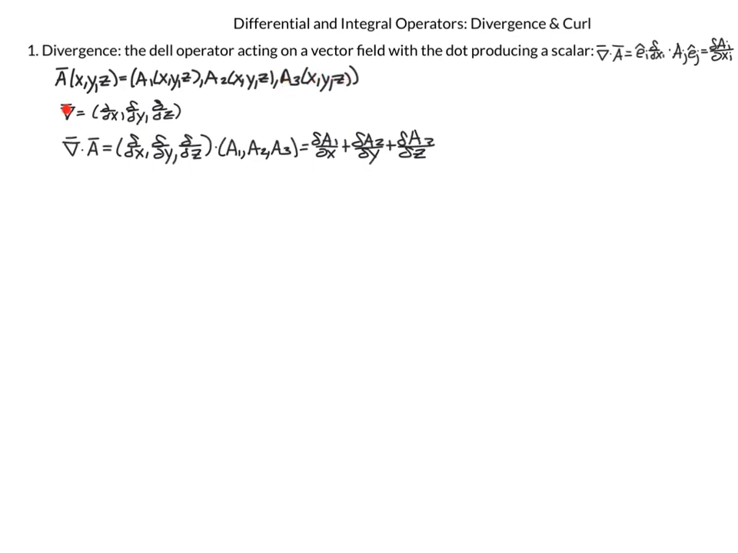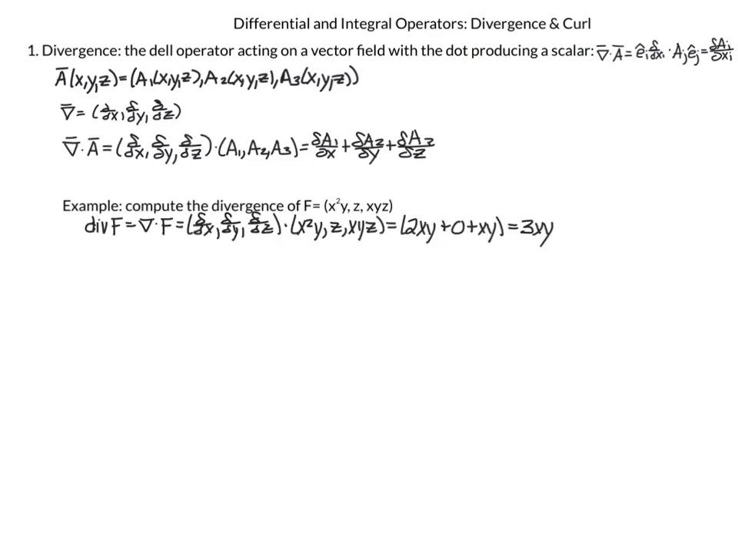So we're going to dot our del with our vector function. So we get d dx, d dy, d dz, dotted with A1, A2, and A3. That gives us dA1 dx plus dA2 dy plus dA3 dz. And as you can see, because it's a dot product, our result is going to be a scalar.